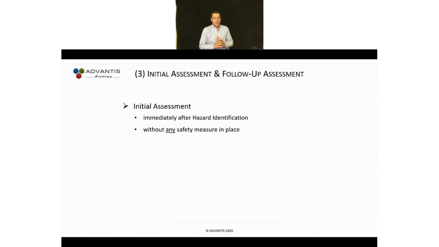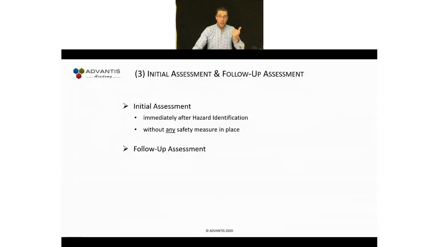Because you need to, especially on the severity, you need to know how bad is it in order to have a rigid risk reduction measure against it. If you're already considering some measure, you don't get the full impact of how bad it can be. So no safety measure in place, no risk reduction measure, how bad is it? And then also the probability of occurrence. What is the probability of occurrence?